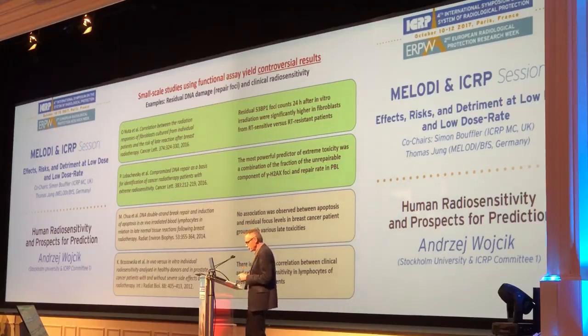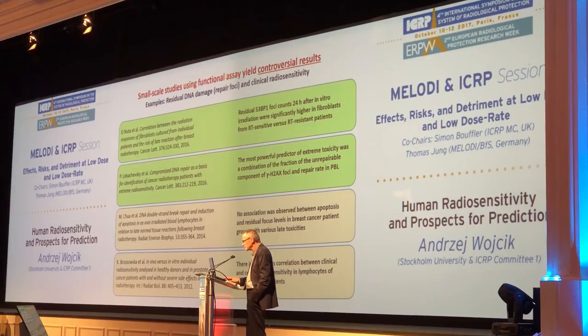So there are publications where a very good correlation is found between in vitro radiosensitivity and clinical radiosensitivity, like these two papers. Residual 53BP1 foci counts, which were counted 24 hours after in vitro radiation, were significantly higher in fibroblasts from radiotherapy-sensitive patients. And similar here, but these were different foci, and they were looking at peripheral blood lymphocytes. But then you have publications where there is no correlation whatsoever.